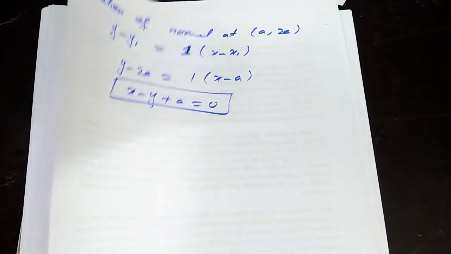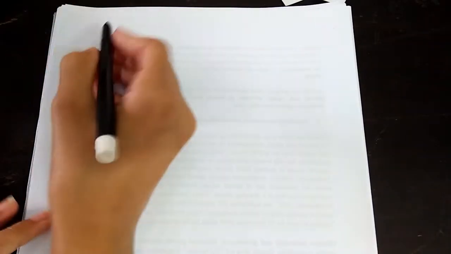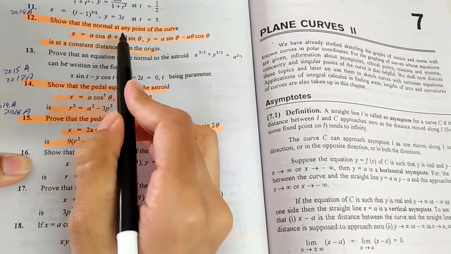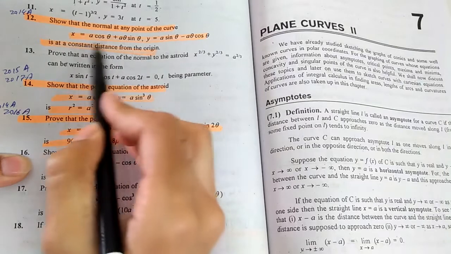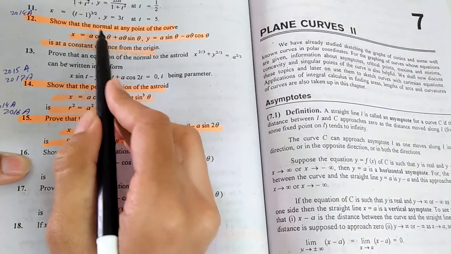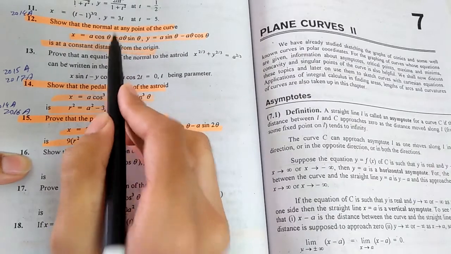Now move on to question number 12. In question number 12, show that the normal at any point of the curve is at a constant distance from the origin. So for that purpose, you need to find out the equation of normal.